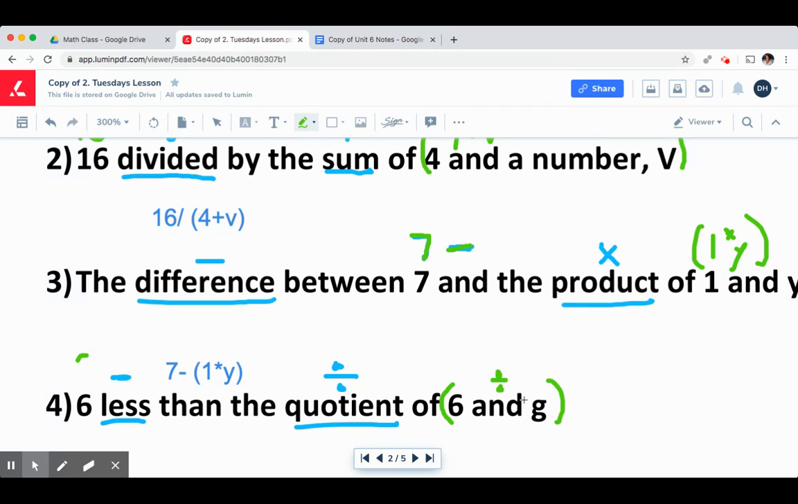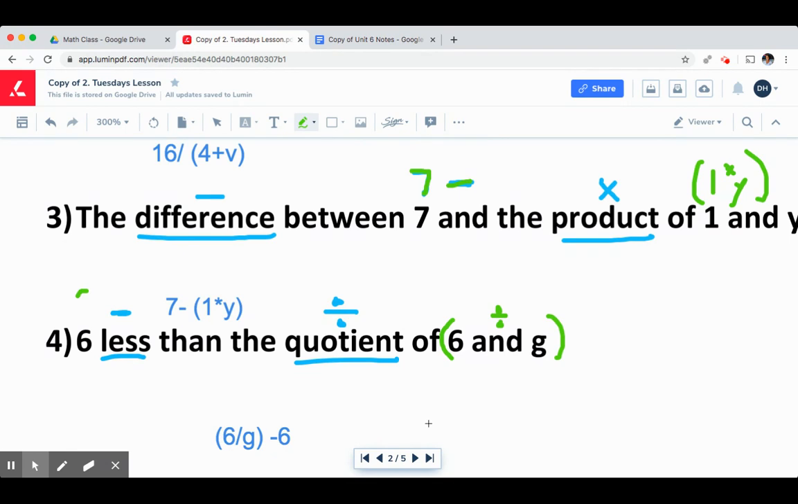Your expression should look like this: parentheses 6 divided by g, minus 6. This shows that first I am dividing 6 and g, and then I'm subtracting 6 from it. And that will tell me what is 6 less than the quotient of 6 and g.